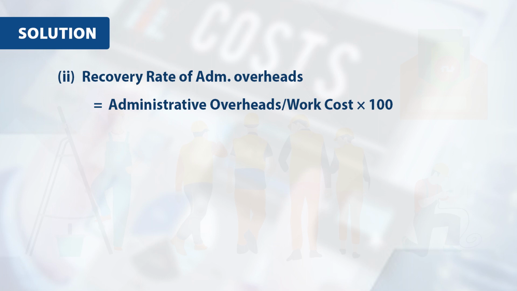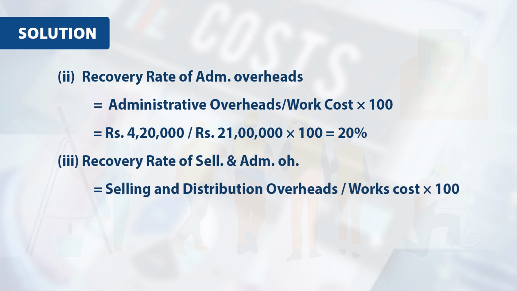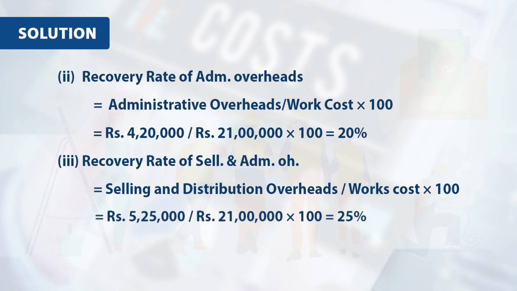Second, recovery rate of administrative overheads formula is administrative overhead divided by works cost into 100, which is equal to rupees 4,20,000 divided by rupees 21 lakh into 100, giving us 20%. Third, recovery rate of selling and distribution overhead is equal to selling and distribution overhead divided by works cost into 100, which is equal to rupees 5,25,000 divided by 21 lakh into 100, which is equal to 25%.